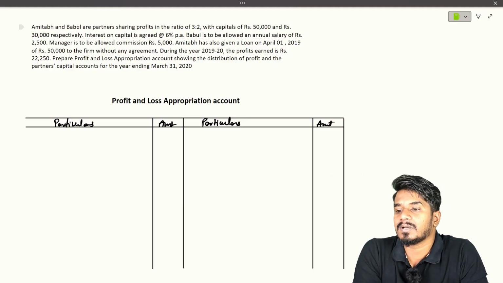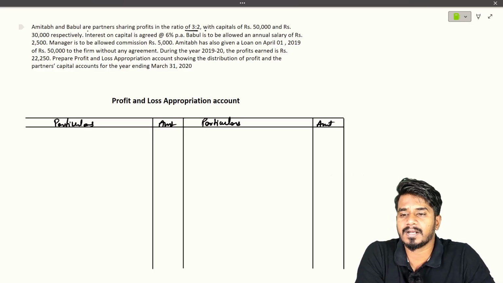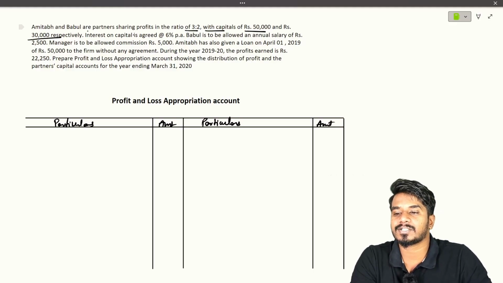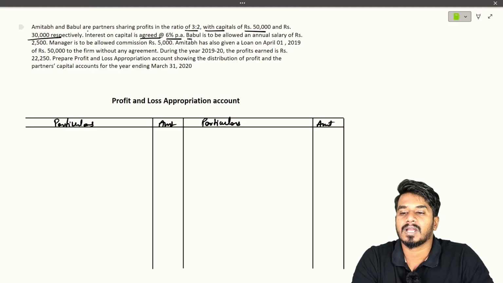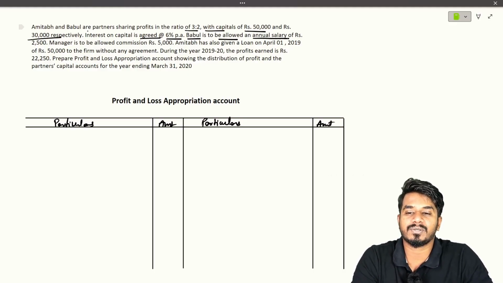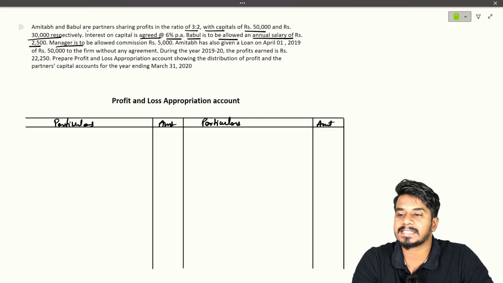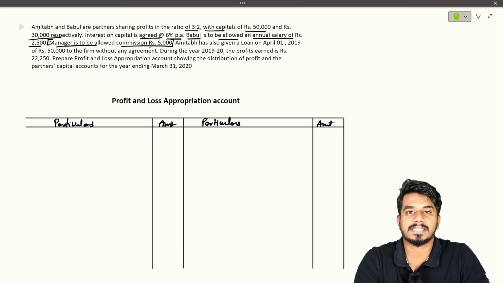So let's start. Amitabh and Babul are partners sharing profits in the ratio 3 is to 2, and with a capital of 50,000 and 30,000 respectively, and interest on capital is agreed at 6% per annum. Now Babul is to be allowed an annual salary of rupees 2,500, and manager is to be allowed commission of rupees 5,000. This is not the partner. This is one of the manager in the firm.